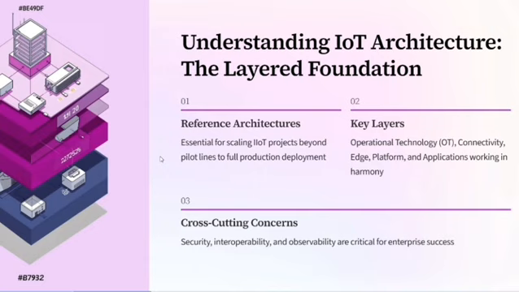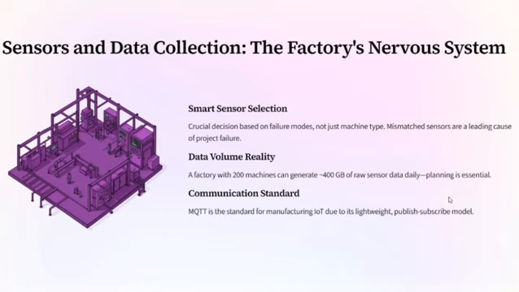Cross-cutting concerns. These are important factors across all layers: security, which protects the data, and the system, which works together to monitor everything. Sensors and data collection. Sensors act like the nervous system of the factory. They collect data from machines continuously. Smart sensor selection. Choosing the right sensor is very important. Wrong sensors can lead to wrong data and project failure.